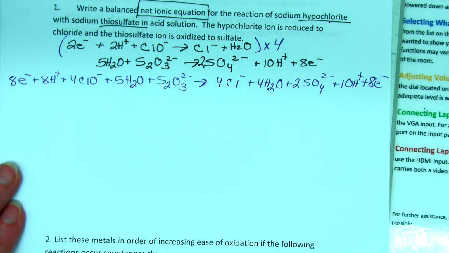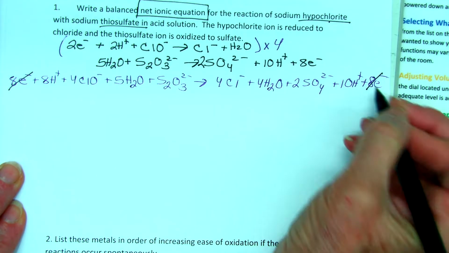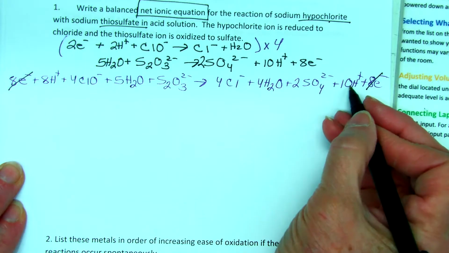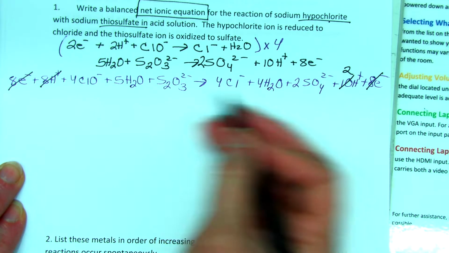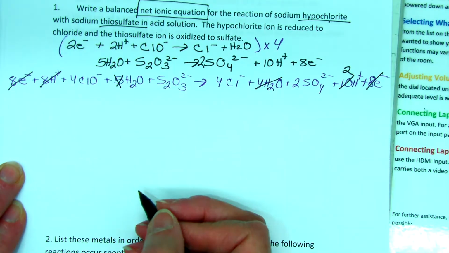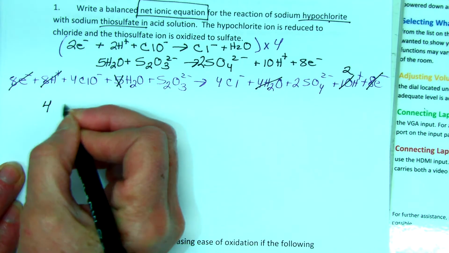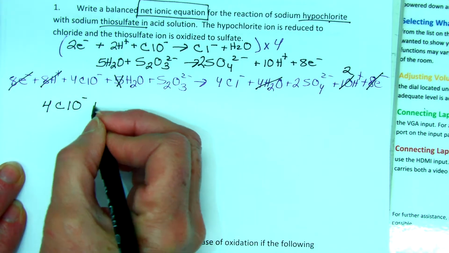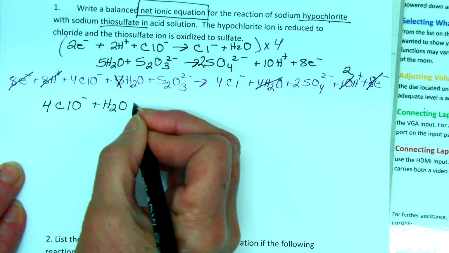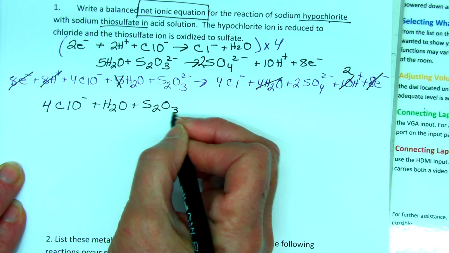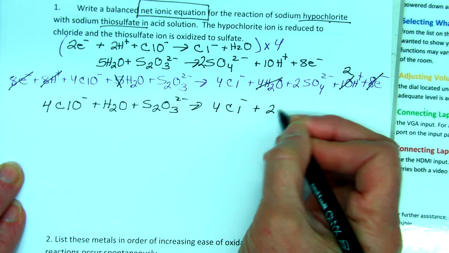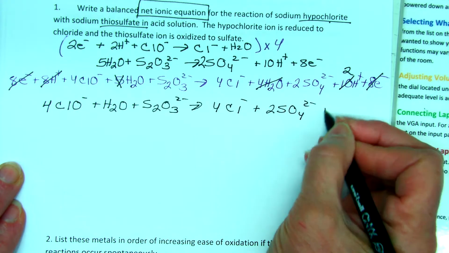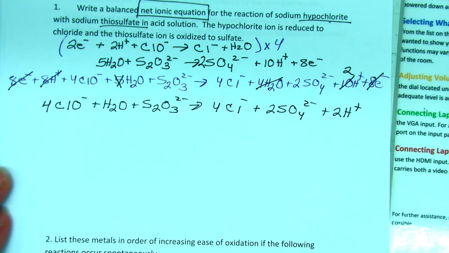Now I'll cancel out what appears on both sides. 8 electrons. 8 hydrogens, 10 hydrogens. So I can cancel 8, leaving me 2. 5 waters, 4 waters. Cancel 4 waters, leaving me 1 water. What's left? 4 hypochlorite plus water plus S2O3 2 minus, yields 4 chloride plus 2 sulfates plus 2 hydrogens. So at this point, I should have a balanced net ionic equation in acid.